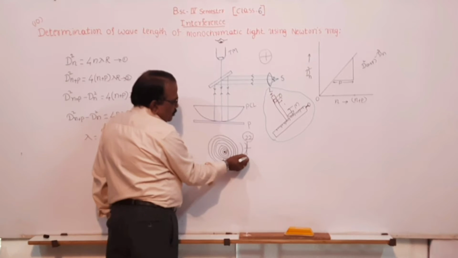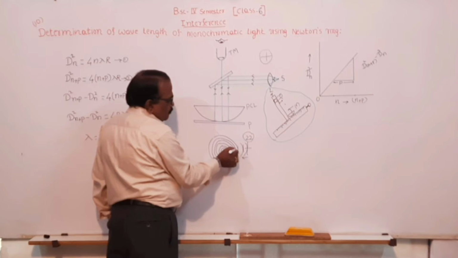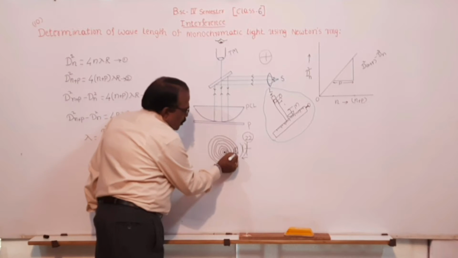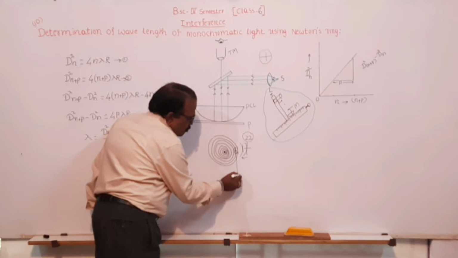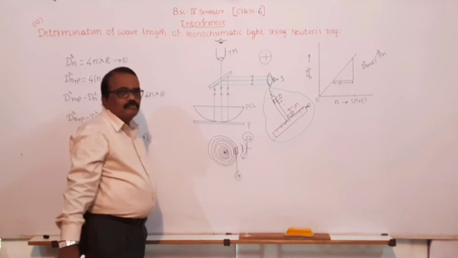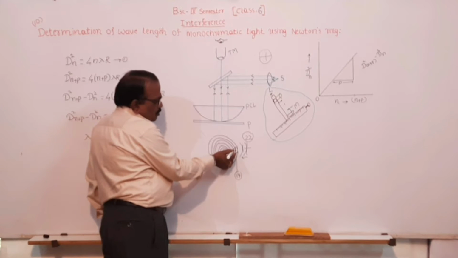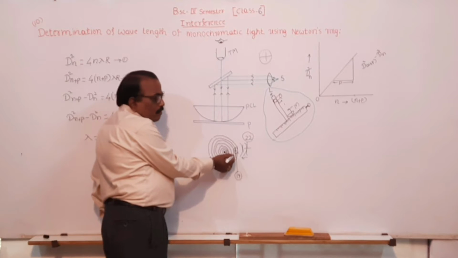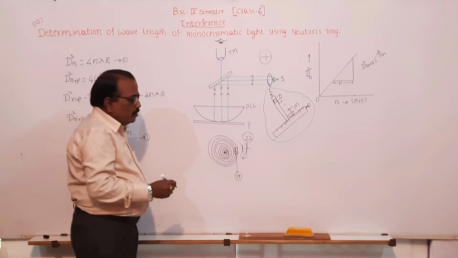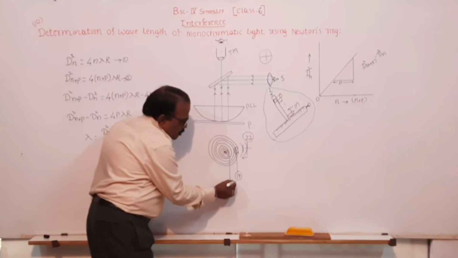Then you reverse it. Focus it on the 21st, 20th and 19th. Now I have brought it on the 19th. Note down the reading on this horizontal scale. Then similarly it is tabulated by bringing it on the 18th, then next is the 17th. Like this, you have to focus it on the 5th dark ring.